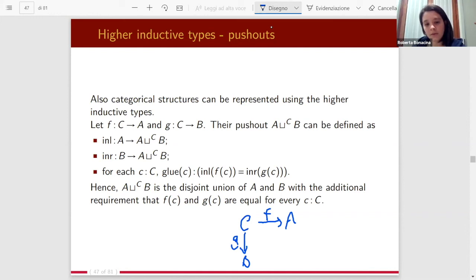We have here the left inclusion, the right inclusion, and this last rule saying that the diagram is commutative. So this was it for the second part.